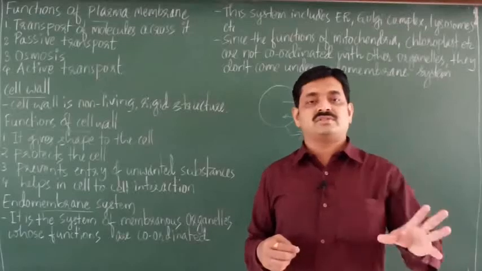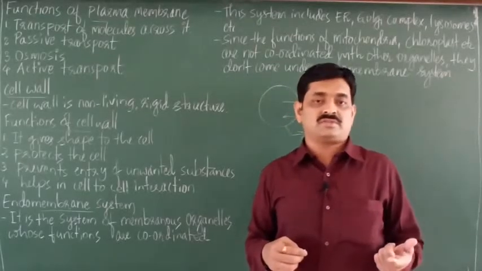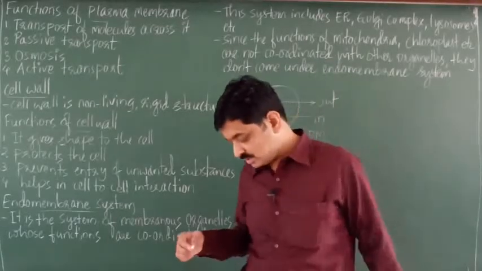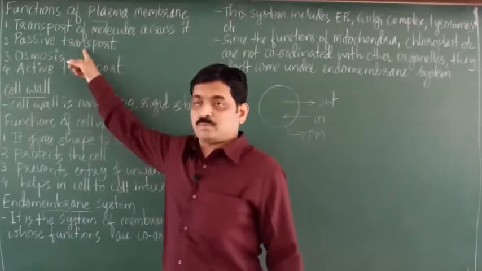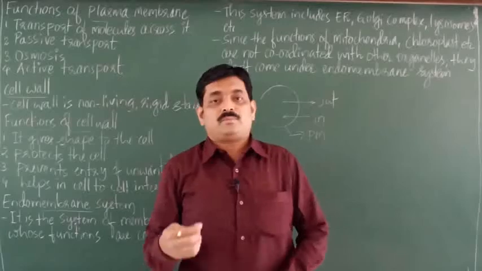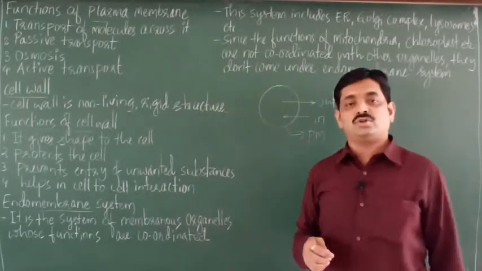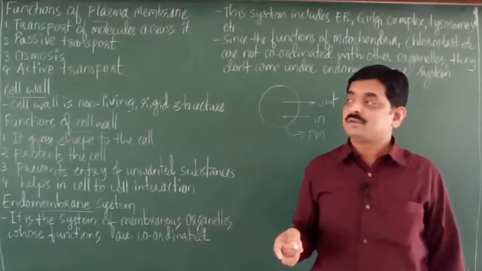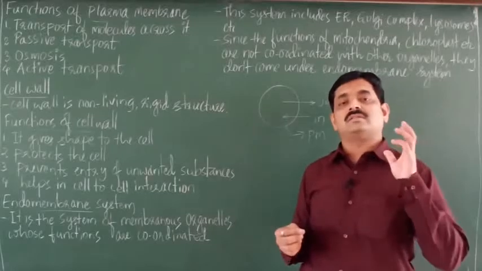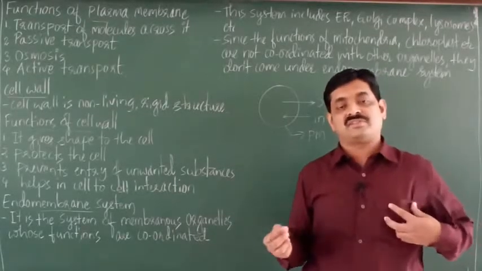So there are different processes which help in this function. One is passive transport, then there is osmosis and there is active transport. Passive transport, osmosis, active transport. These are the various processes which help in the function of plasma membrane. So next is the passive transport.